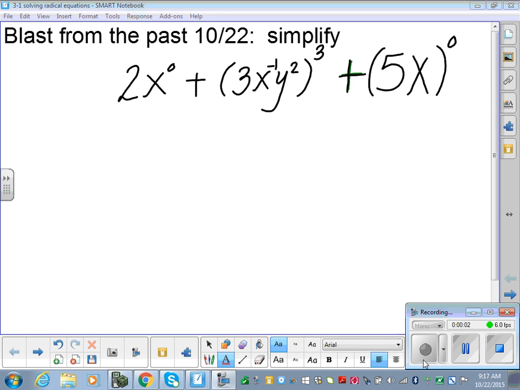All right, let's go through this problem. So this is properties of exponents, okay? Looking at this, we've got to simplify it piece by piece. We've got to not break any rules. So we know the properties of exponents.